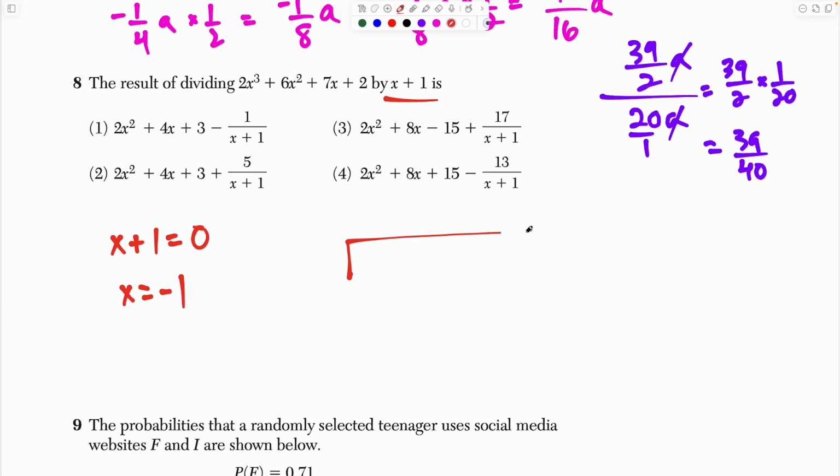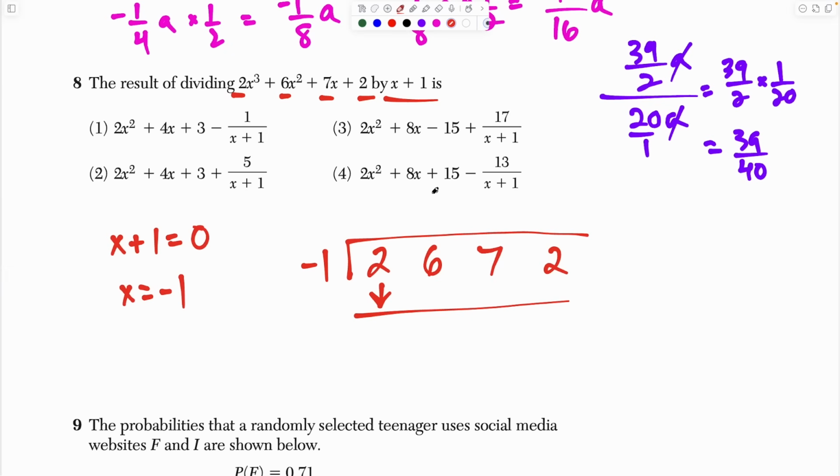And then when you're doing synthetic division, you write the root on the outside like this, and you write the coefficients of the polynomial on the inside. So I have 2x to the third plus 6x squared plus 7x and then plus 2. And then I just start the process here. If this were, let's say, a minus 6x squared, then I would put a negative here. And let's say there was no x term, I would put a 0 in place of the coefficient of x.